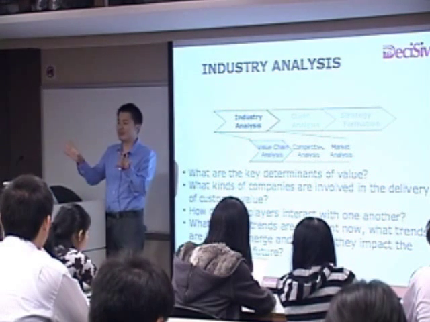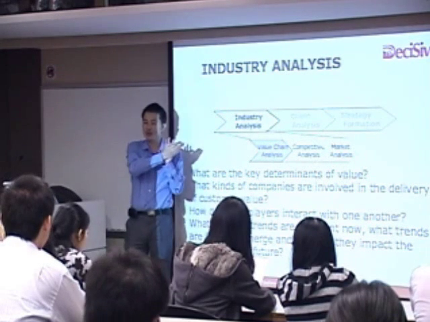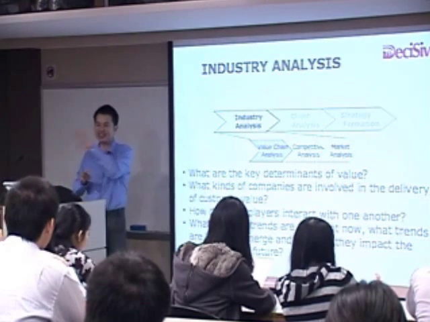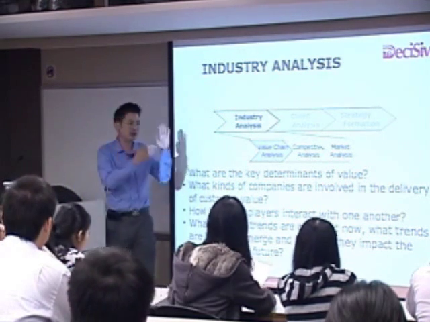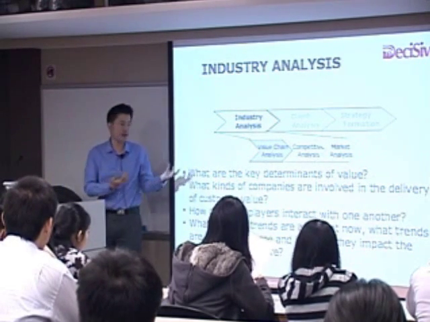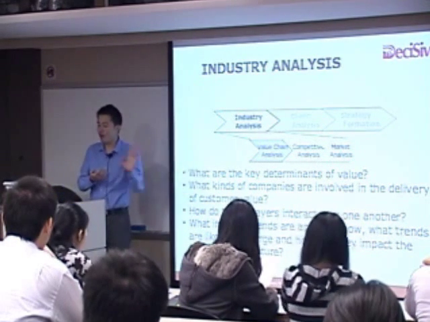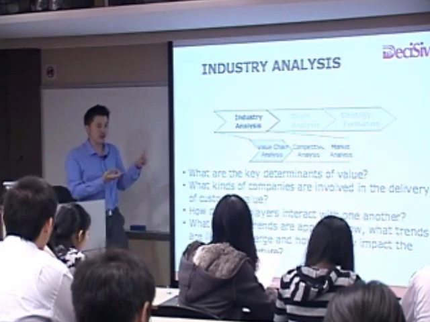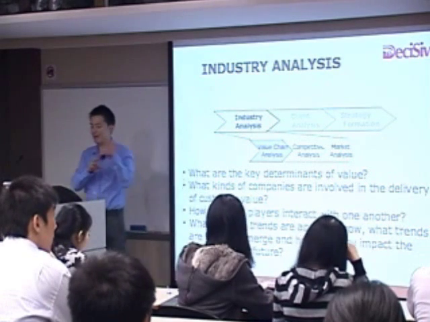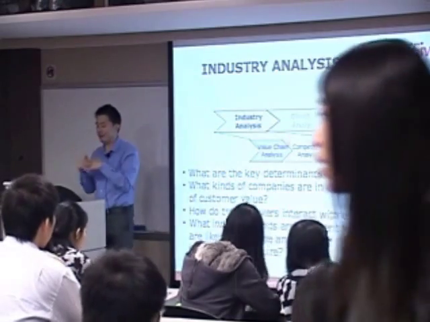Now, your business as a social enterprise is probably not something as sophisticated as that. You could be providing just a service. There are not many segments in your value chain, but I just want to show you the things that we do as a consultant for this kind of thing. So, the kind of companies involved in delivering the customer value, because you can't do things alone. Who are those other companies that would affect your delivery? And how do they interact with each other?